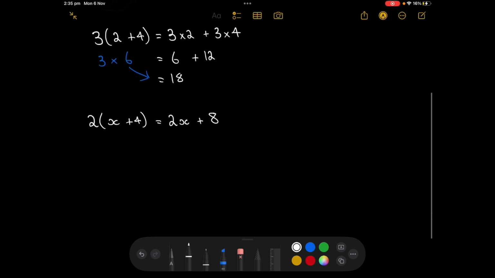Let's look at another example using a negative. So we have 2 times (x minus 4) this time. 2 times x is 2x, and then 2 times negative 4 is negative 8. So we need to make sure that we take into account the negative signs in our expressions.